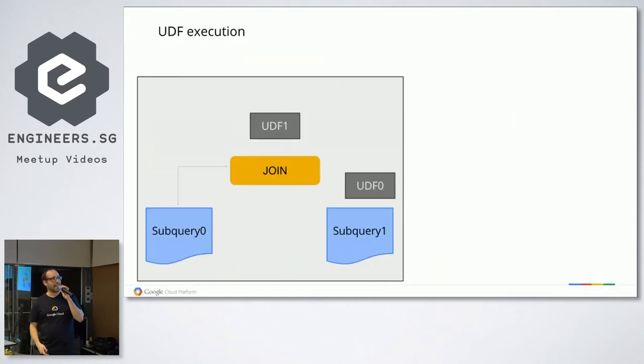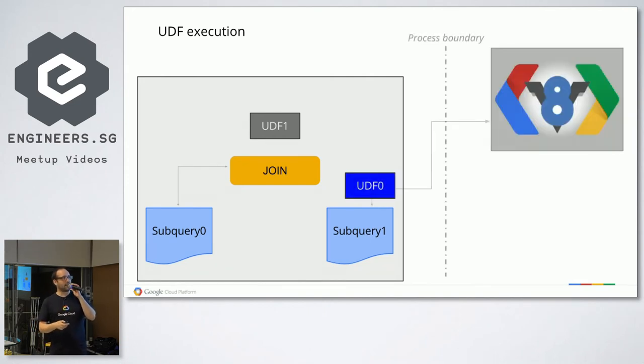And the secret behind why we are using JavaScript UDFs and why they are able to run fast is because the serving tree calls Chrome V8, which is our JavaScript runner that started for Chrome, but now we have it inside the query. And we're able to run JavaScript code pretty, pretty fast.